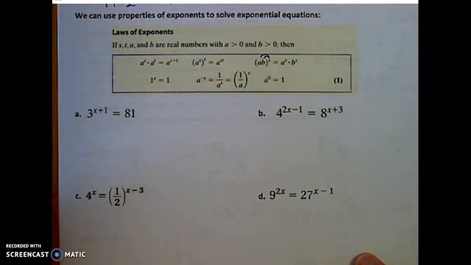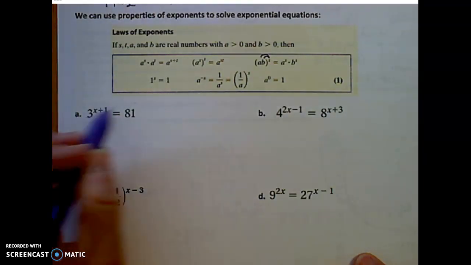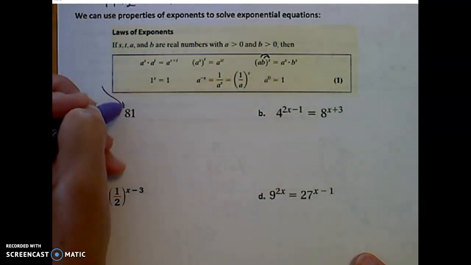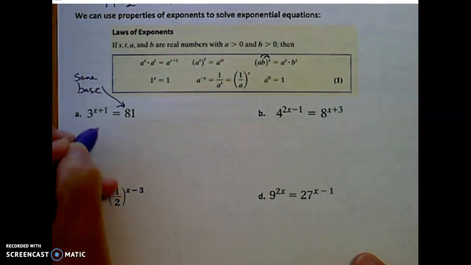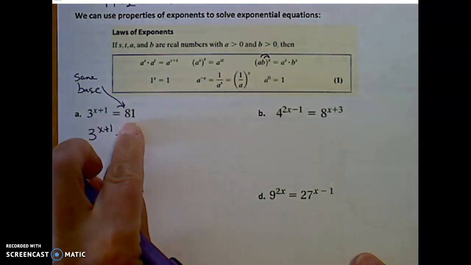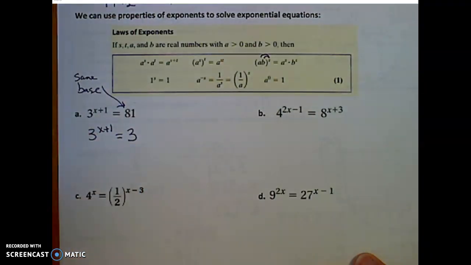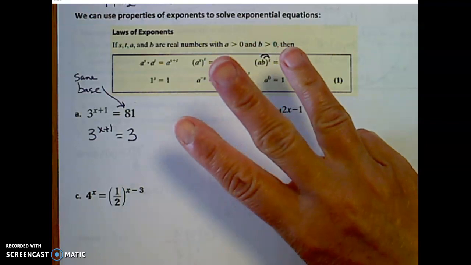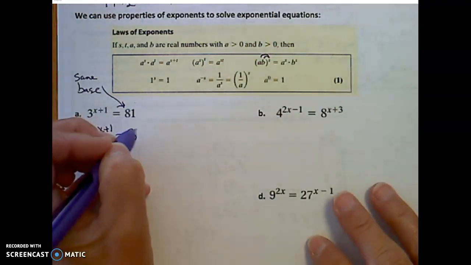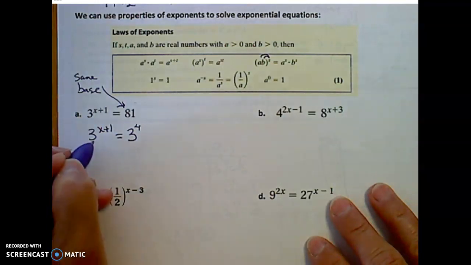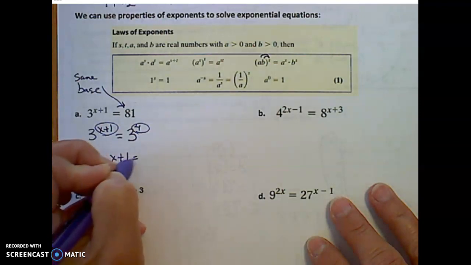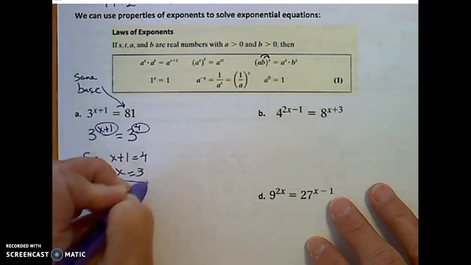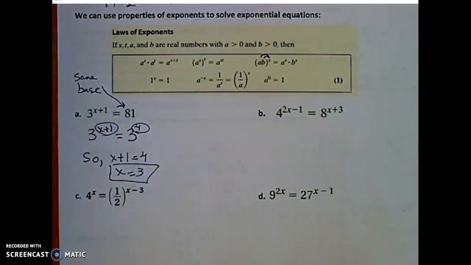If you were asked to solve 3 to the x plus 1 equals 81, it's a tough equation to solve. So I'm always going to try to rewrite both sides with the same base. This is 3 to the x plus 1. I can rewrite 81 as 3 to a power. 3 to what power is 81? 3 times 3 is 9, times 3 is 27, times 3 is 81, so 81 is 3 to the 4th. Once the bases are the same, the exponents have to be the same, so x plus 1 has to equal 4, and x must equal 3. Alright, so good practice to solve some exponential equations.